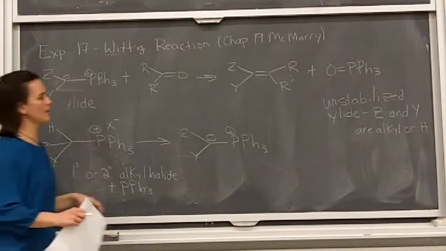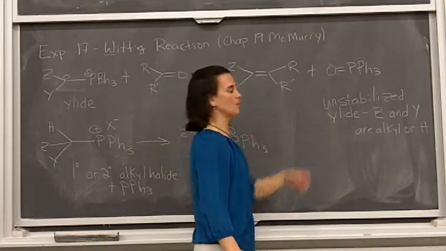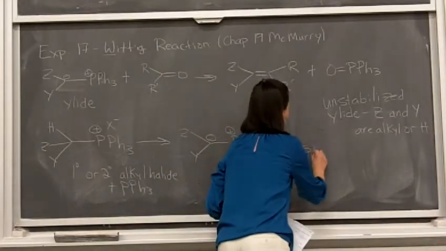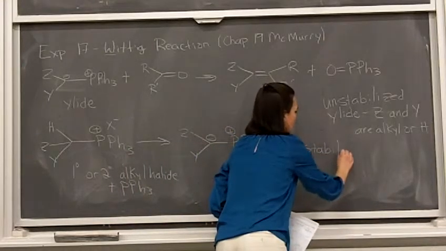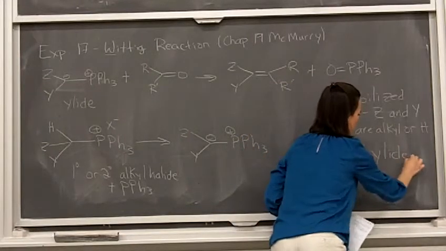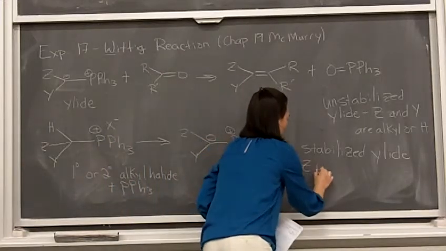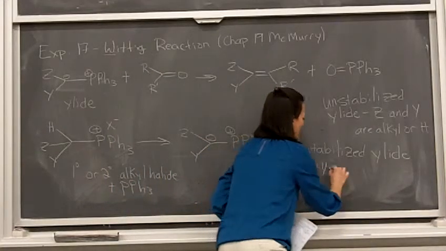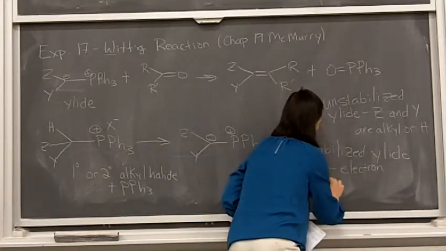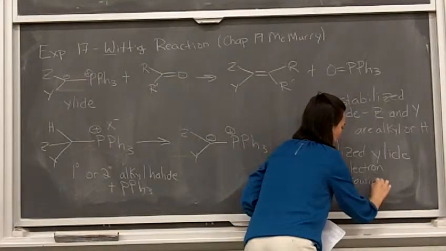And so these guys are not very stable to air or water. Okay, so you have to be really careful with the unstabilized. Now the stabilized ylid, you can just put it in a bottle. They'll stick around. And what you want is your Z and or Y to have an electron withdrawing group, or withdrawing groups, and that will help stabilize it.